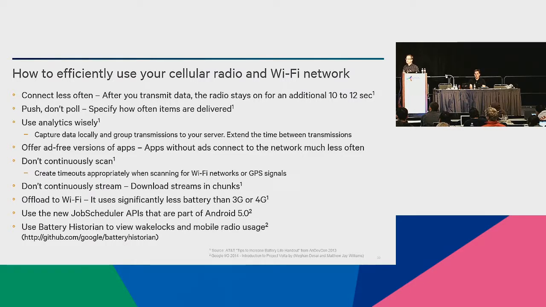Okay. At least now you know. See, it's not surprising to me that a lot of apps have a problem with this, because most developers don't know how to tell what's happening and how to see what's going on. Once you can see what's going on, it's actually pretty easy to address the problem. So how do you efficiently use the cellular radio and Wi-Fi network? Here's a couple tips that I would give you.